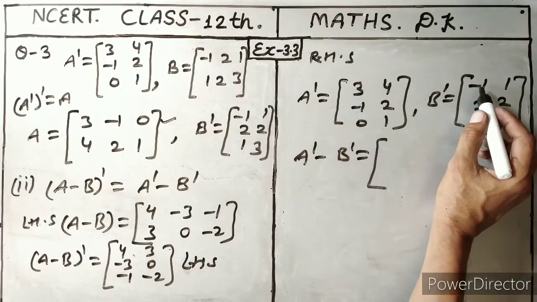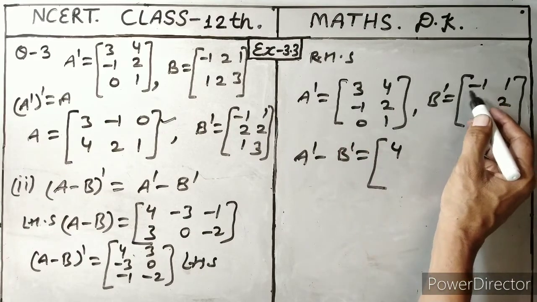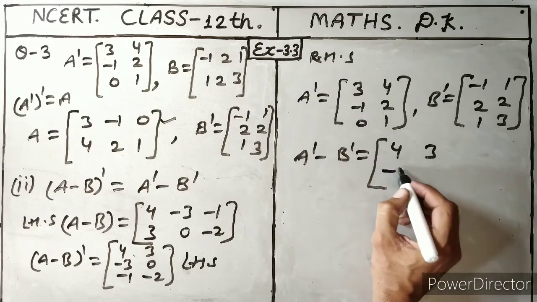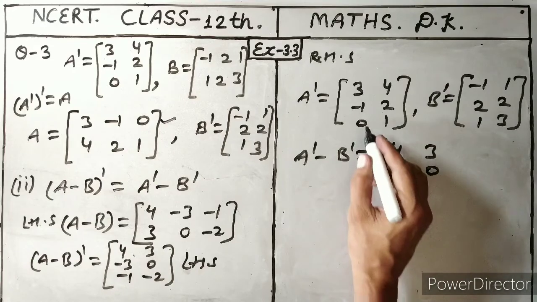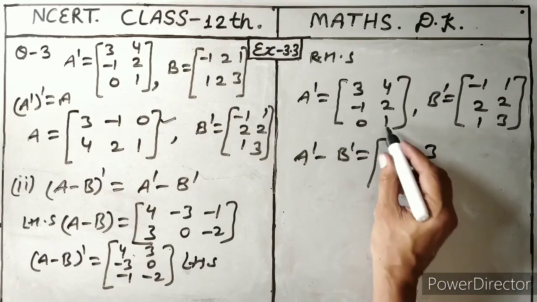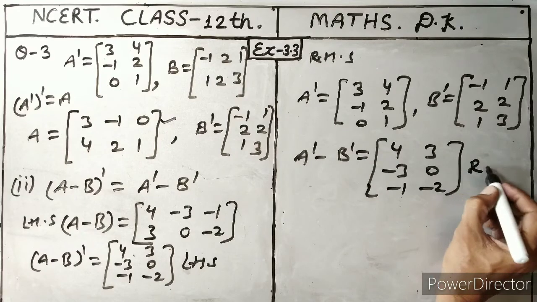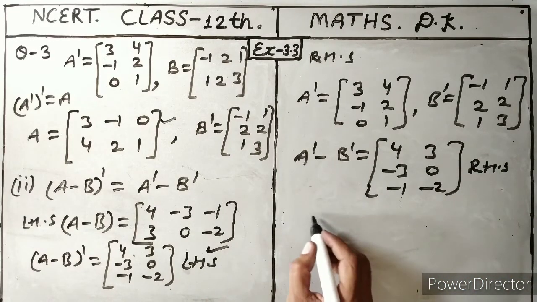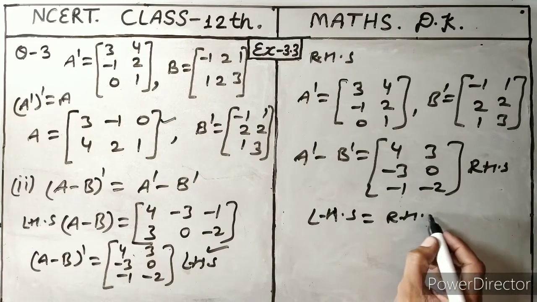3 minus minus 1 is 4. 3 and minus minus is plus. 4 minus 1, 3. Minus 1 minus 2 minus 3. 2 minus 2, 0. And 0 minus 1 minus 1. 1 minus 3 minus 2. This is the right hand side. And this is the left hand side. Both the sides are equal to each other. Then left hand side equals right hand side.